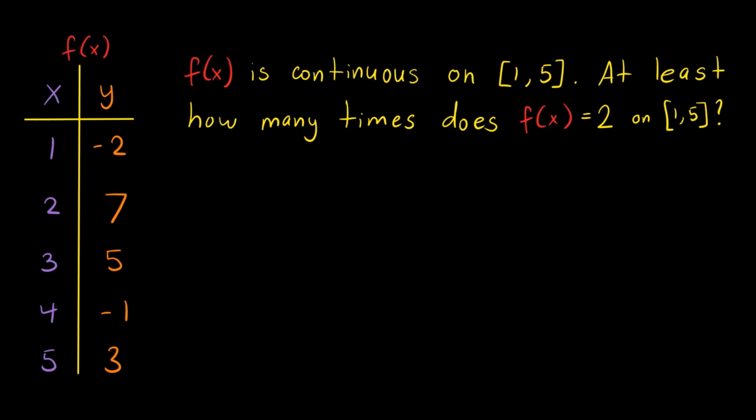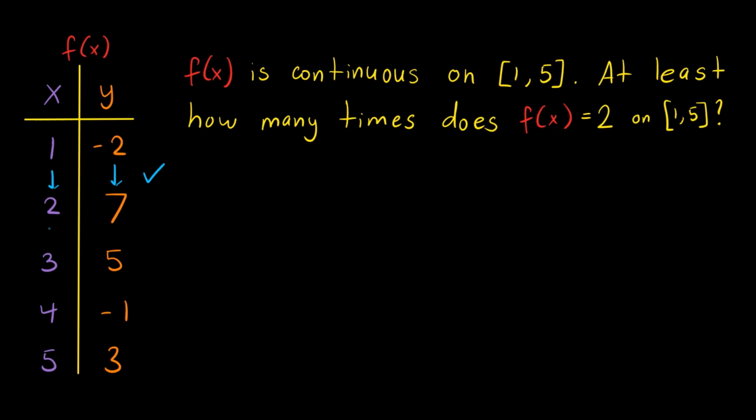Seeing the table, if x goes from 1 to 2, then y goes from negative 2 to 7. That means that to get to 7 from negative 2, a continuous function would have necessarily passed through y equals 2, since 2 is between negative 2 and 7. So that's one time where we can guarantee that f of x passes through 2 by the intermediate value theorem.